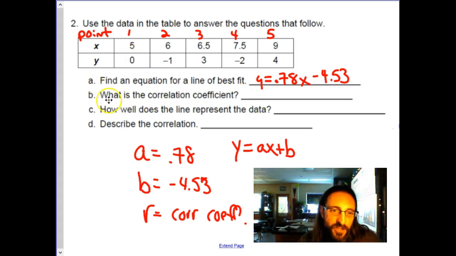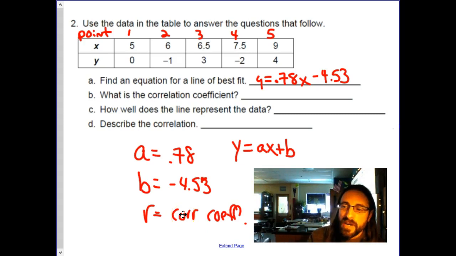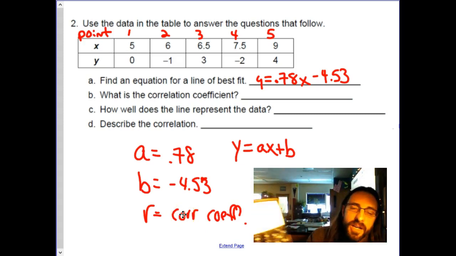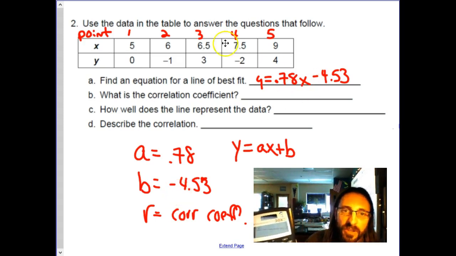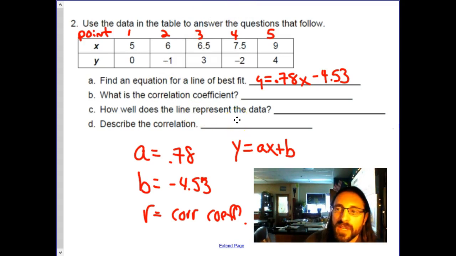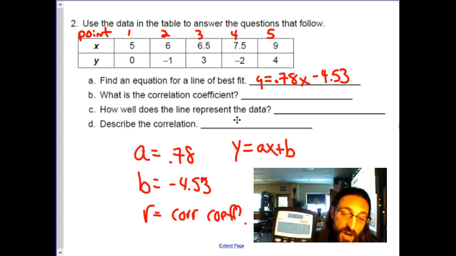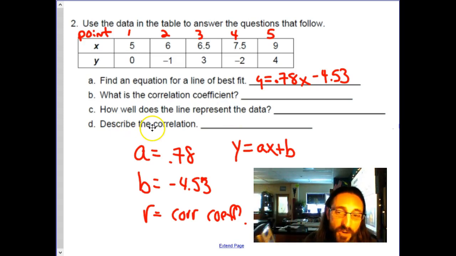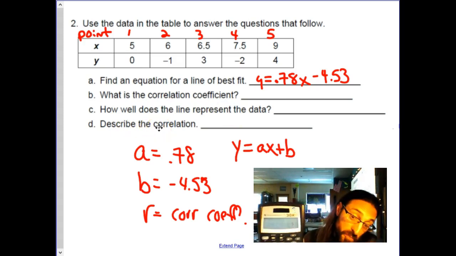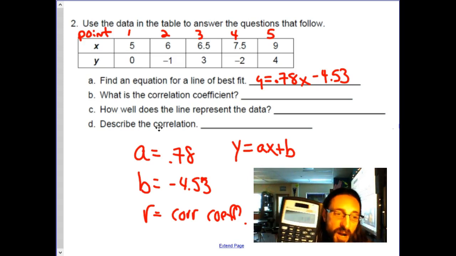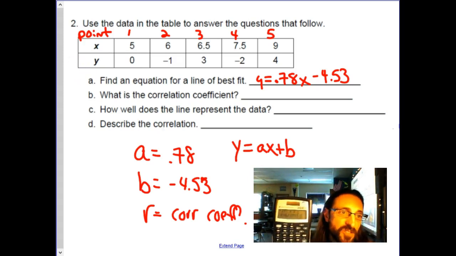So now when I answer these questions, what is the correlation coefficient? Well, the correlation coefficient, when I go back to my var here, is 0.46. So you can write that in. And then how well does this line represent the data? Not very well. 0.46 is not very close to 1 when you're talking about from 0 to 1 or 0 to negative 1. Describe the correlation. Well, 0.46 is still positive, but it's a weak positive correlation. That's the idea. Khan Academy has a lot of videos on this too.